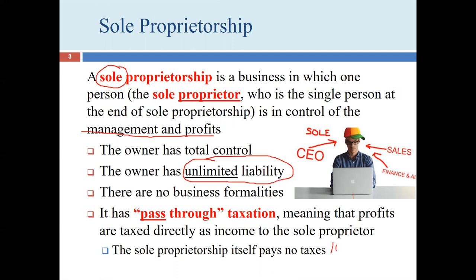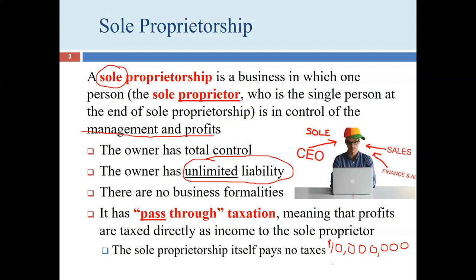I have $10 million sitting in my checking account waiting to invest. I won the lottery, or maybe I was fabulously successful. Maybe I inherited money. Who knows how I got my $10 million, but I have it sitting in the bank account, and I decide I want to start a business.